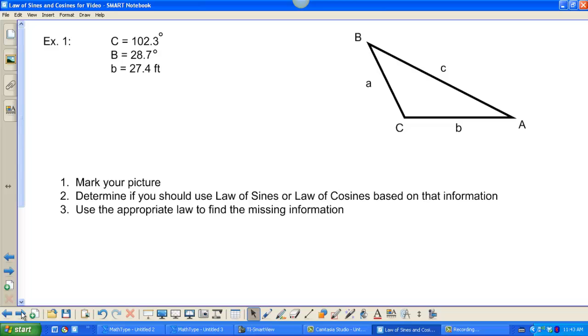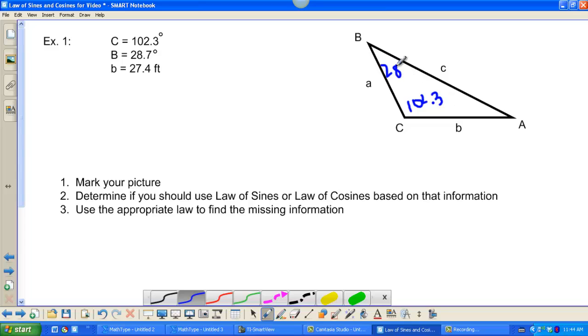All right, so here's example 1. This is the information I'm given in a problem. I drew an obtuse triangle because I noticed that angle C is 102.3 degrees. So that's going to be an obtuse triangle. And the first thing I need to do is mark my picture. So I am going to mark that angle C is 102.3. I'm going to mark that angle B is 28.7 degrees.